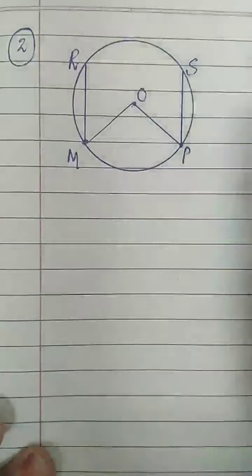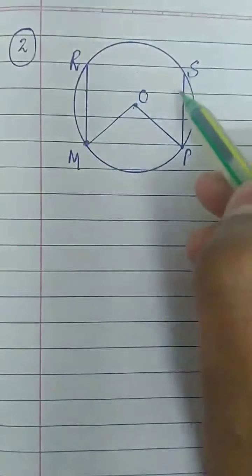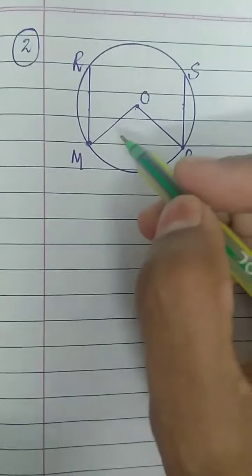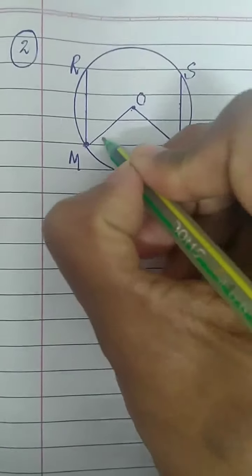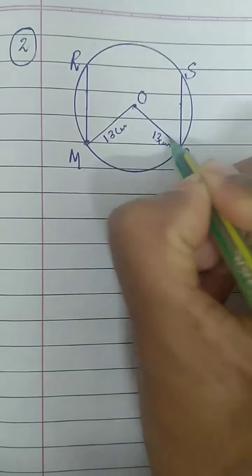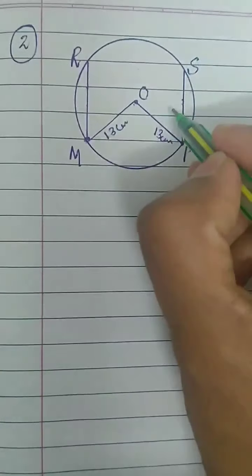Okay, these are the chords. Chord RM is congruent to chord SP. The radius of the circle is also given as 13 centimeter. We have to find the length of the chord.